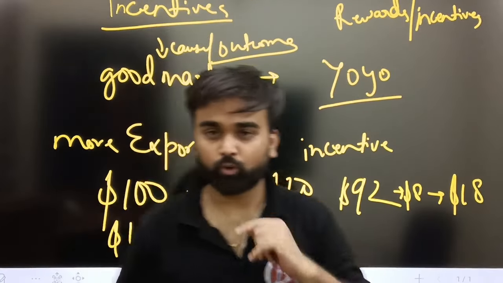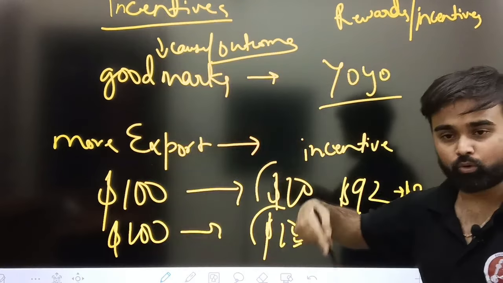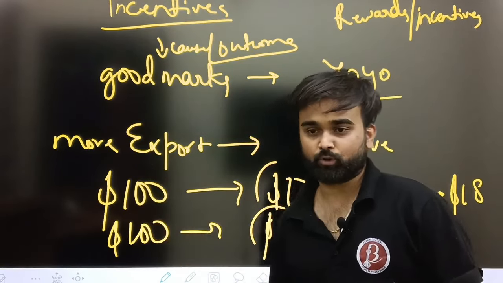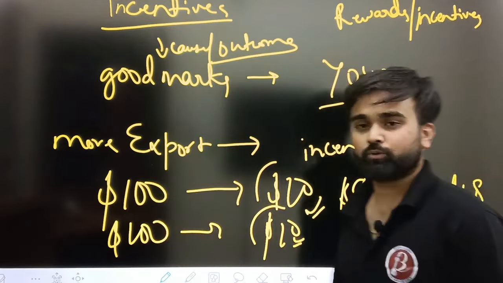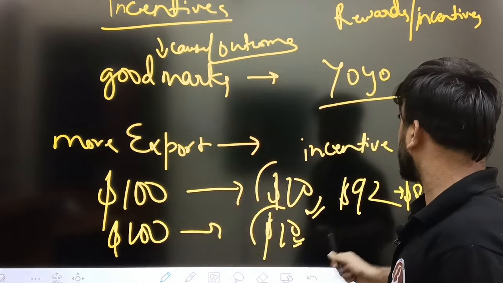So in the export regime, what we used to do was provide incentive for the export they do. The more export they do, the more incentive they are provided. This is how it used to be beneficial for us. So in this way, we tried to do it.